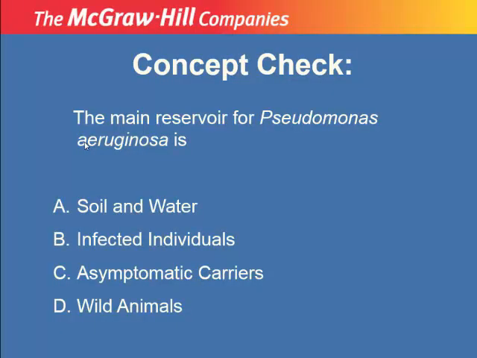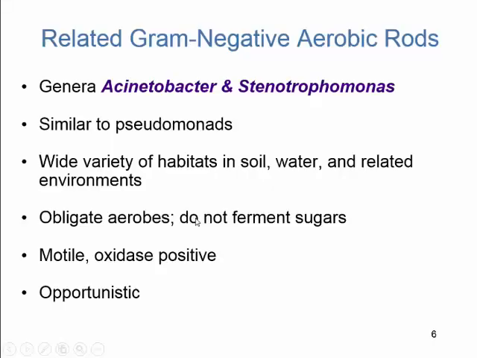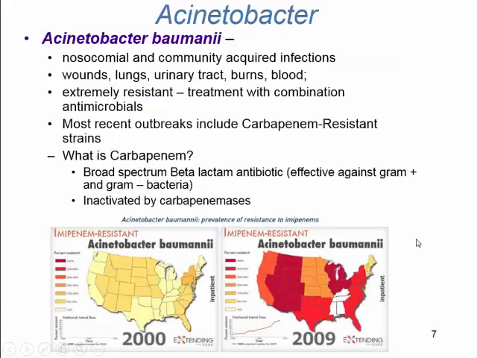So the main reservoir for Pseudomonas aeruginosa is soil and water, infected individuals, asymptomatic carriers, and wild animals. Best choice is soil and water. Other gram-negative aerobic rods are Acinetobacter and Stenotrophomonas. Both of these are very similar to Pseudomonas. However, they are obligate aerobes. They don't ferment sugars and they're opportunistic.